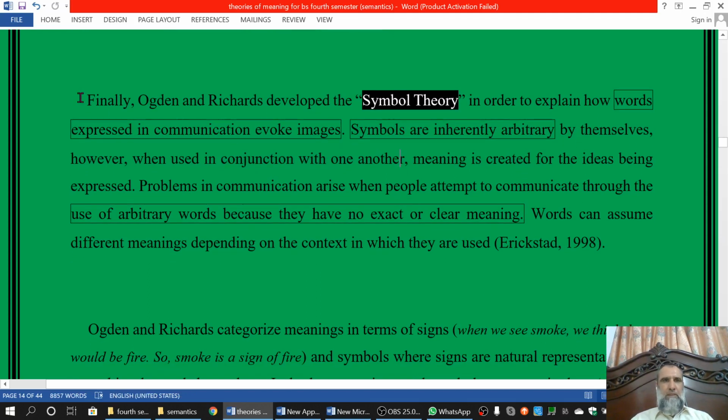So this is the summary of this paragraph, I will read it out. Finally, Ogden and Richards developed the symbol theory in order to explain how words expressed in communication evoke images.